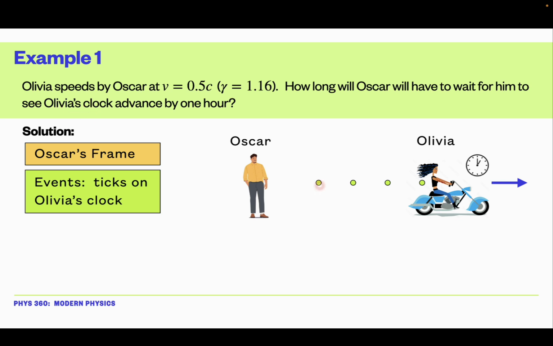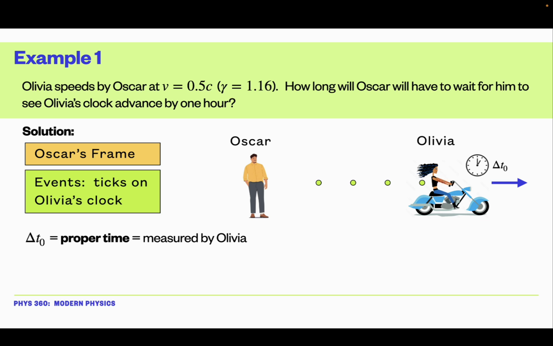So these green ticks correspond to successive events, or ticks, on Olivia's clock. The proper time, delta t naught, is the time that's measured in a reference frame that is at rest with respect to the events that are unfolding, right? And since these events are moving in space from Oscar's point of view, it's clear that Oscar is not measuring the proper time. He's going to be measuring the time-dilated time.